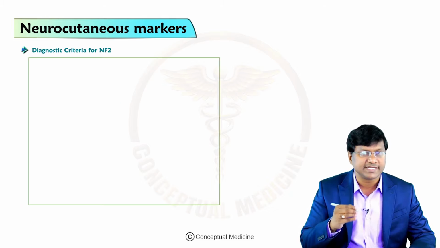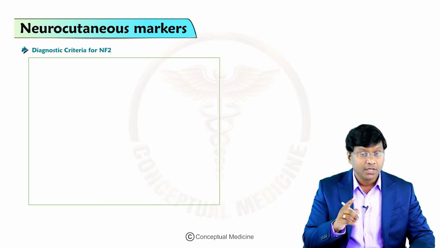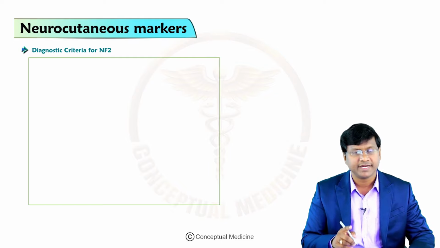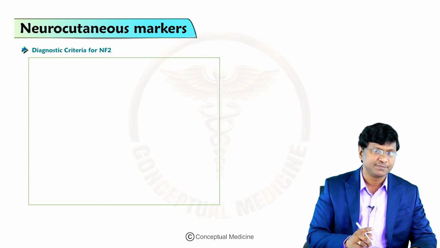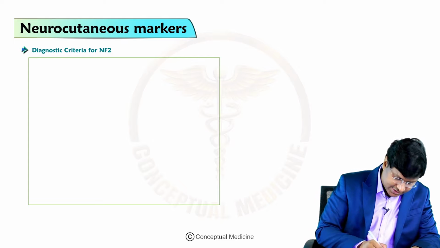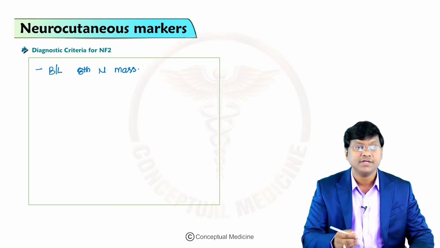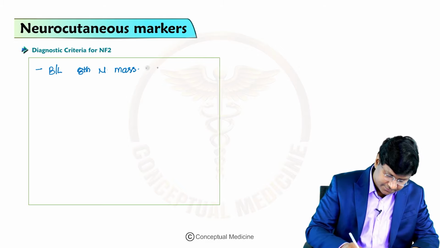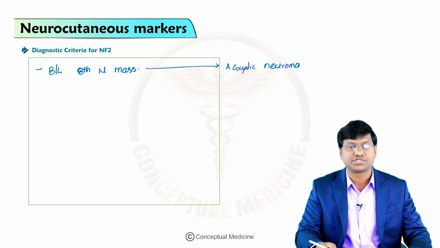And at the same time, you should know the diagnostic criteria for neurofibromatosis type 2. So the diagnostic criteria is that definitely there should be presence of the tumors, and you should diagnose when any one of the following is present. Number 1, bilateral eighth nerve mass which is consistent with acoustic neuroma.